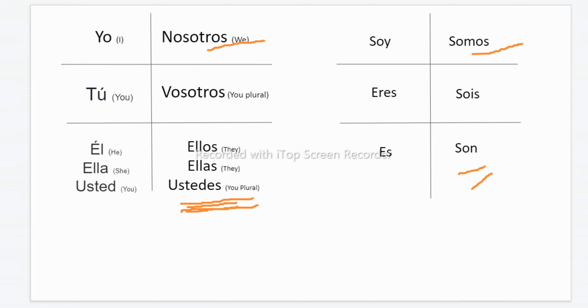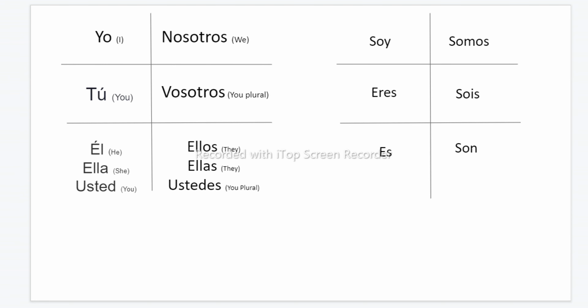Okay, now let's move on to the next slide. We have learned how to say yo soy, I am; tú eres, you are; él es, he is; ella es, she is; usted es, you are; nosotros somos, we are; vosotros sois, you all are; ellos son, they are; ellas son, they are; ustedes son, you all are.